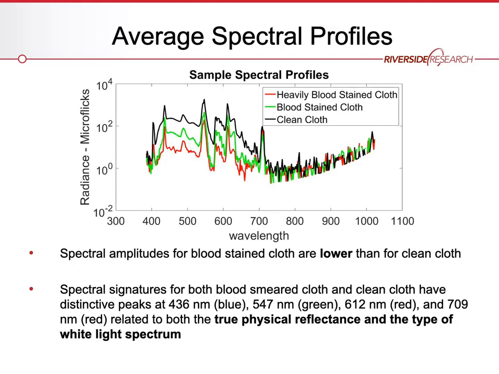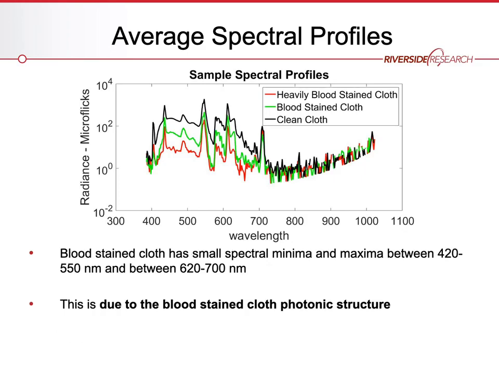Average spectral profiles for the clean and bloodstained cloth look like this. Spectral amplitudes for bloodstained cloth are lower than for the clean cloth, which is to be expected since the reflectivity for clean cloth is much higher than for bloodstained cloth. Spectral signatures for both blood smeared cloth and clean cloth have distinctive peaks at 436 nanometers, 547 nanometers, 612 nanometers, and 709 nanometers, related to both the true physical reflectance of light off the cloth and a type of white light spectrum that was used in the experiment.